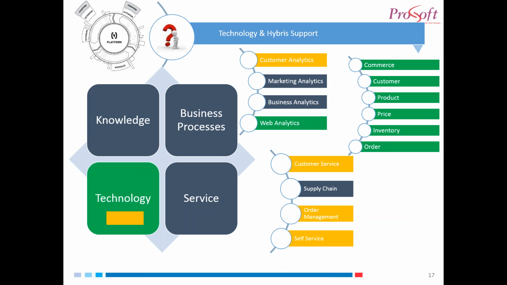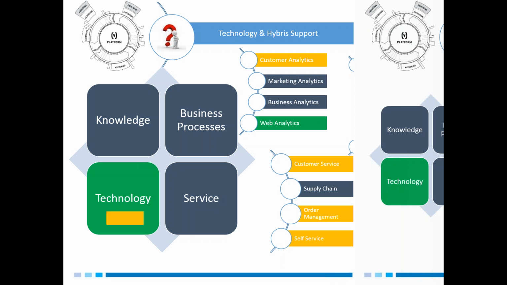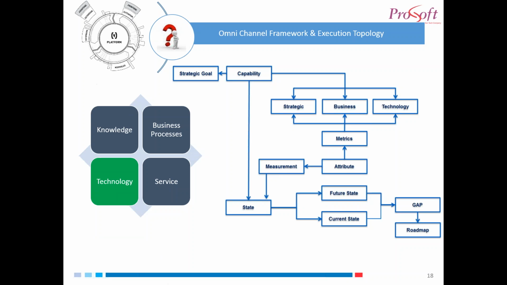So let's show that this is a meta model and execution topology, where we see every part of this technology enablement. We look into a strategy goal, we find the capability, we find the state of that, and we break it down into whether this capability is a strategic capability, a business capability, or a technology. We create a matrix out of all the KPIs, and then we measure against that particular state, find the future state and the current state, and find the gap to create a roadmap for us.